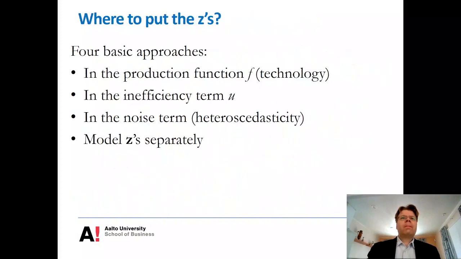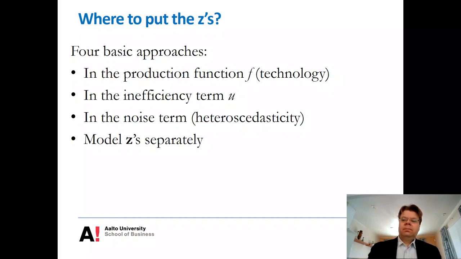So let's then move on to the bit more technical question of where we actually put these Z variables in the frontier model. I will next consider four possibilities. One obvious one is to put it as part of the production function, or more broadly the technology. We could also put the Z variables as part of the inefficiency term, and I will explain shortly how we do it. It could also, of course, affect the noise term separately. That would be some kind of factors influencing heteroscedasticity. And of course, we can just model them separately without really making a clear standard, is it technology or inefficiency.